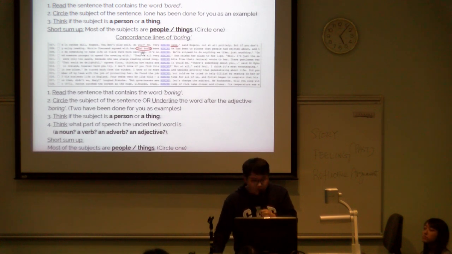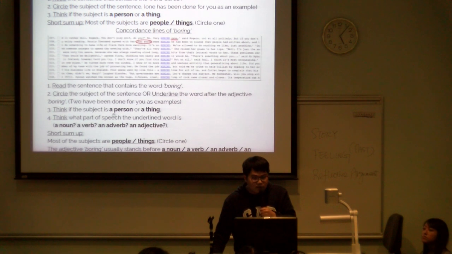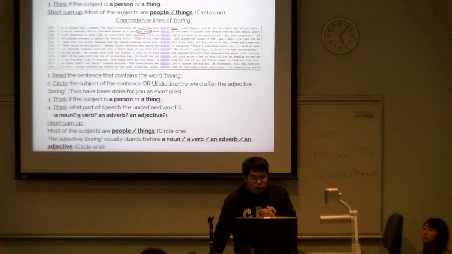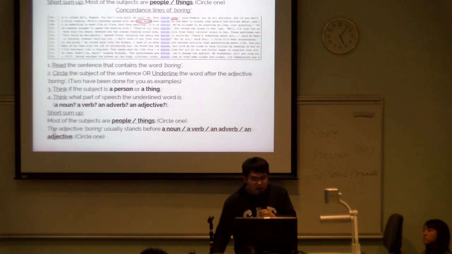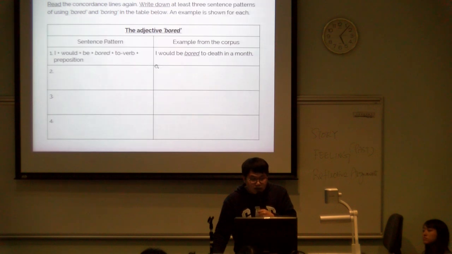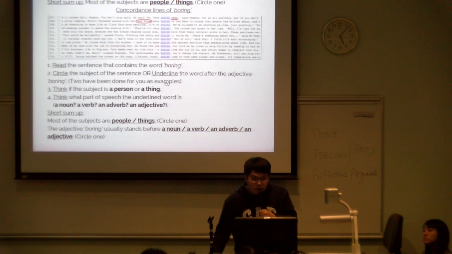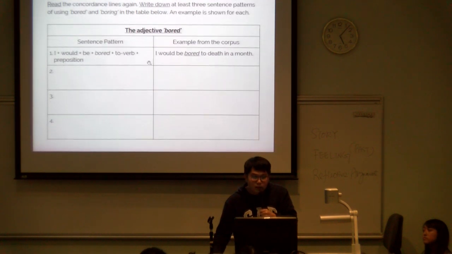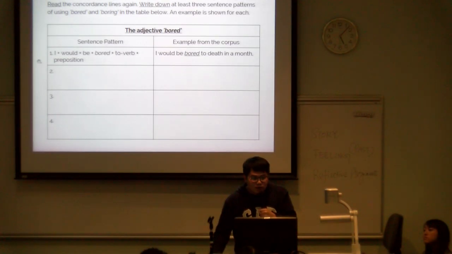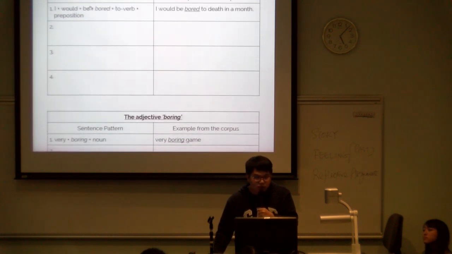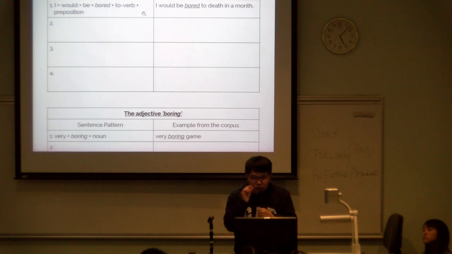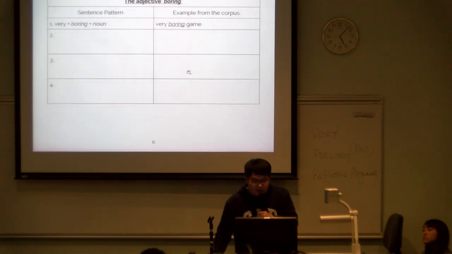So they have to either circle the subjects or underline the word after the adjective boring, and to again think if the subject is a person or a thing, or if the word underlined is a noun, a verb, an adverb, an adjective. And also they can have a short sum up to see the difference between the two. So this is a beginning of exploring the usage of the two words, and then we will look into the sentence pattern, how they can write complete sentences, because they are required to produce a short film review at the end. So they have to explore the sentence pattern, and one has been done for them as an example for each of the adjectives. Okay, so they can just deconstruct it into a simpler way.